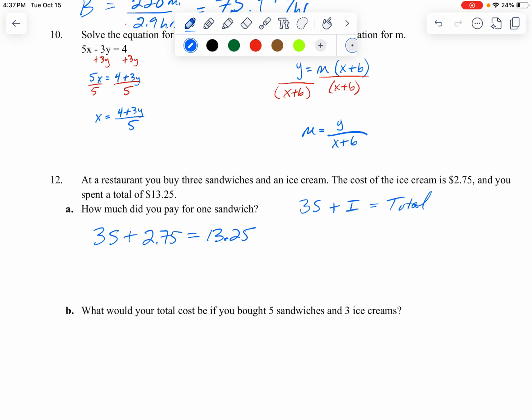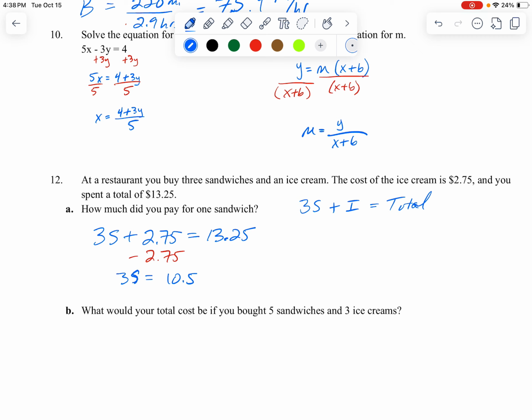And this might be a good place to kind of pause and try to digest all this if it's not making sense, and then come back after a minute for the solution part. So once we've got it here, we've got a basic equation just like we've already solved a whole bunch of times. Minus 2.75 from both sides. So 13.25 minus 2.75 is 10.50. So I've got 3S equals 10.5.